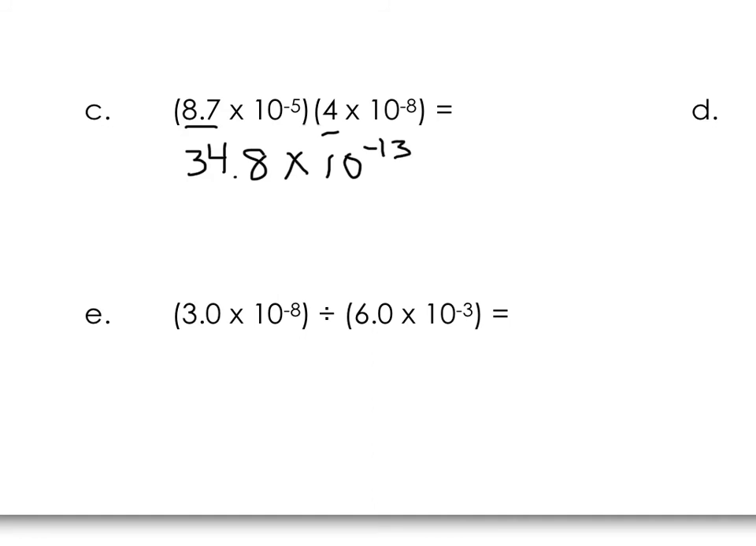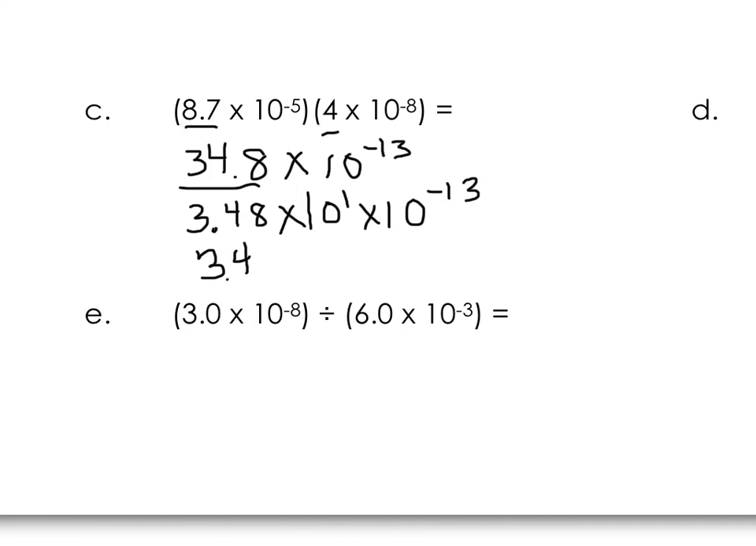Our answer is not in proper scientific notation because this number is not between 1 and 10. So, let's make it a number between 1 and 10. Let's change it to 3.48. 34.8 was a large number. We moved the decimal one place, so that gives us times 10 to the 1st, and we still have 10 to the negative 13. 3.48 times 10. What do you do to those exponents? You add them, and that gives us our final answer.